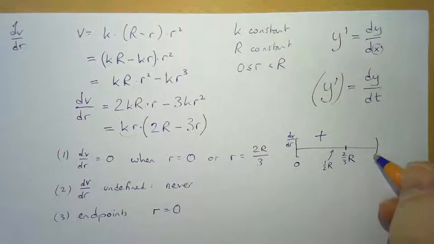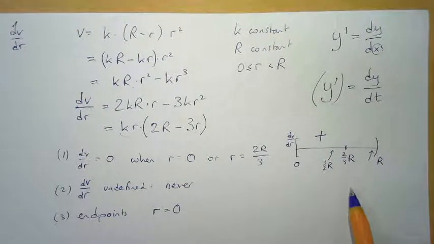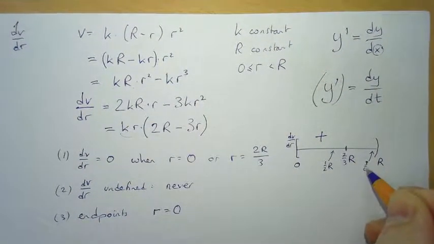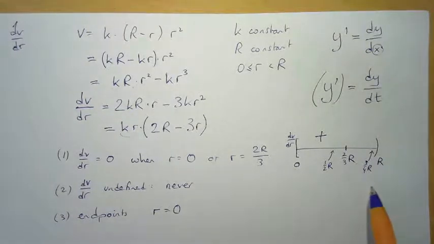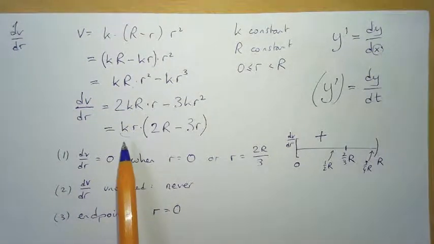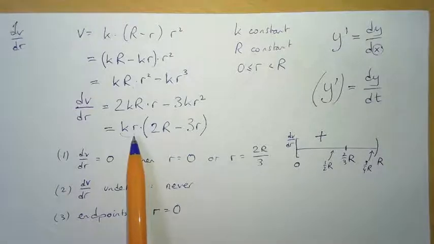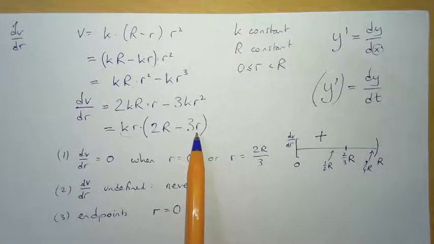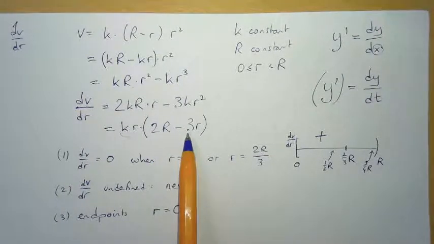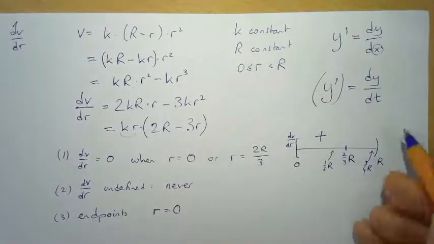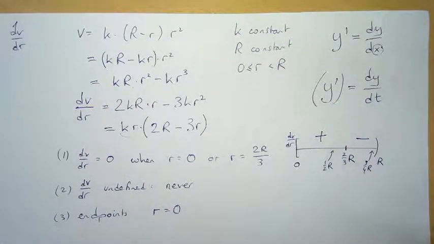Now for this side here, I need a value that is greater than 2/3 capital R. Maybe I can take 3/4 capital R, or I could take 0.9 capital R, and I'm going to find the sign of this. So k times R is positive, and if I plug in R equals 3/4 capital R here, I get 2 capital R minus 9/4 capital R, that's negative, so I get a negative sign here.